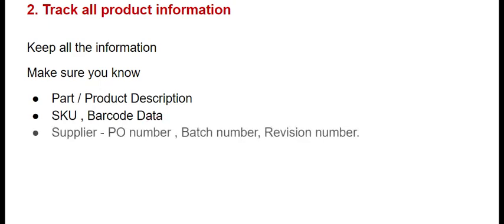Second important tip is track all your product information. Keep note of all the information. What are the parts? What is the product description? SKU. SKU means stock keeping unit. And what is the barcode data? And every supplier should have a PO number, batch number, revision number. That way, if you are going to look back and find any fault in your part, you can easily track back to the required number.